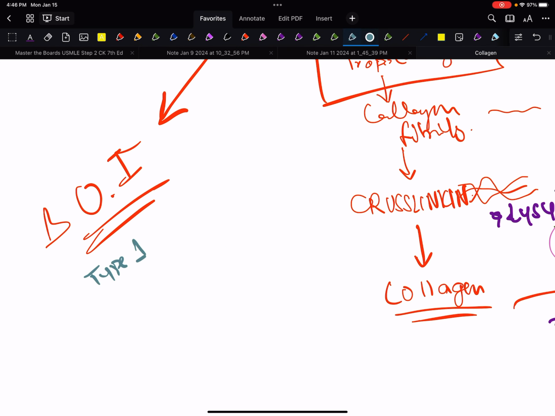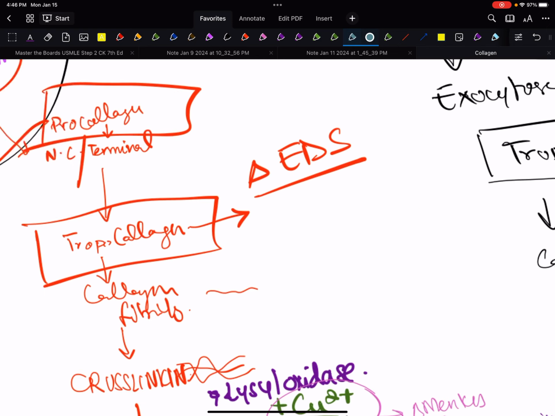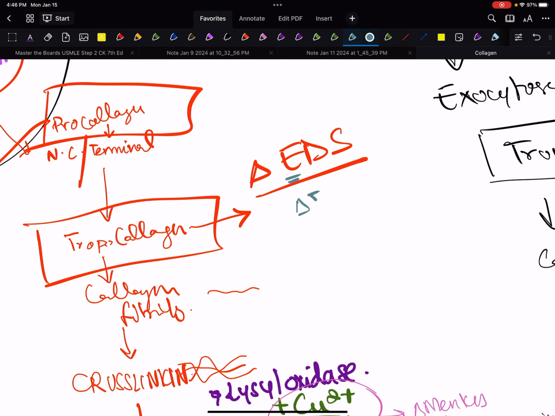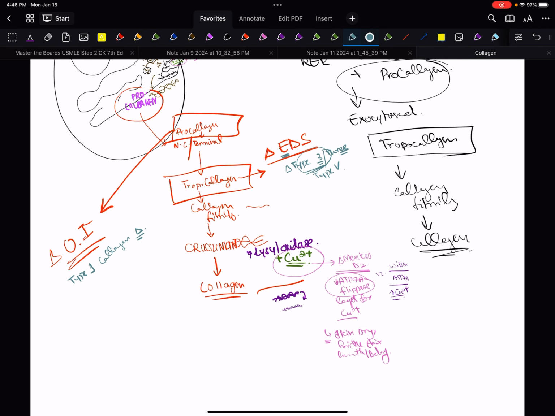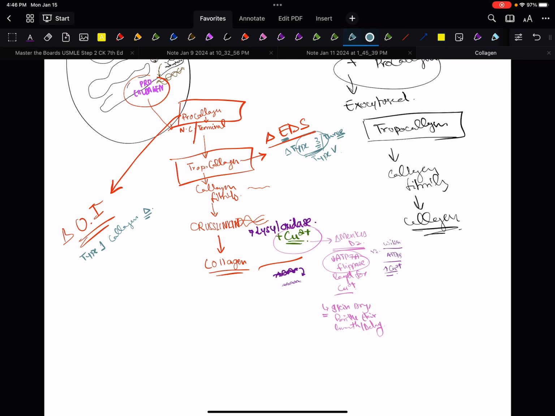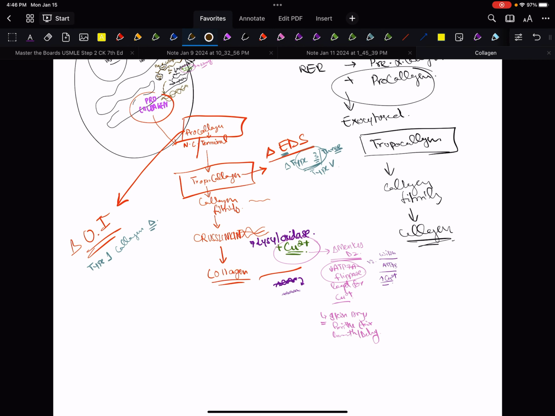Now let's talk about osteogenesis imperfecta. It's just a type 1 collagen mutation. And Ehlers-Danlos, there's an E, so that's how I like to remember type 3. E3, type 3 collagen, also type 5, but for right now, type 3. And in the next video, we can do how to differentiate EDS and osteogenesis imperfecta. Thank you.